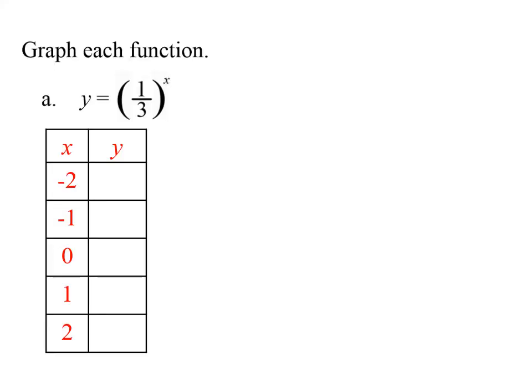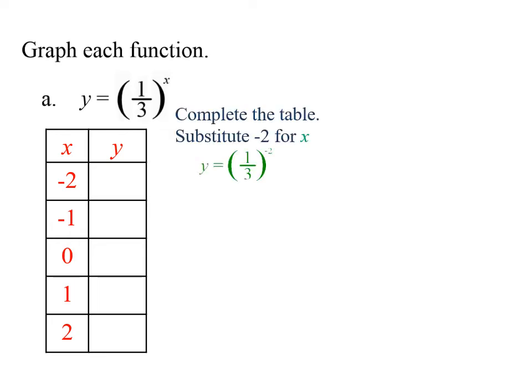So another example, we're going to substitute x by -2. So that's 9. When x equal -1, that's 3. When x is 0, that's 1. When 1, y equals 0.3. And when x is 2, y equals 0.1.